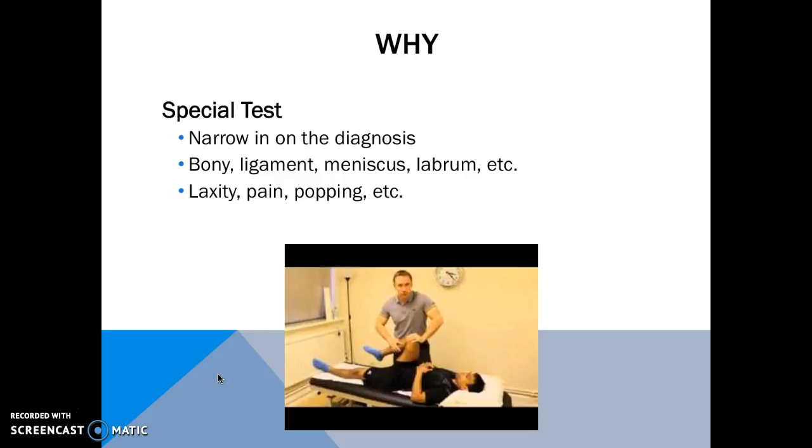And I would say by this point in my evaluation, I usually am pretty certain what I think this is. So sometimes I get tunnel vision and only do very specific special tests, and I miss out on just checking for everything that I can.